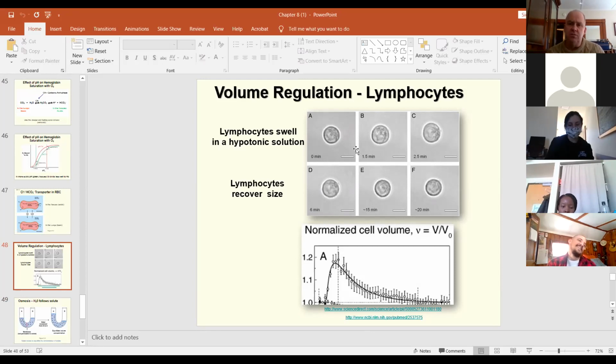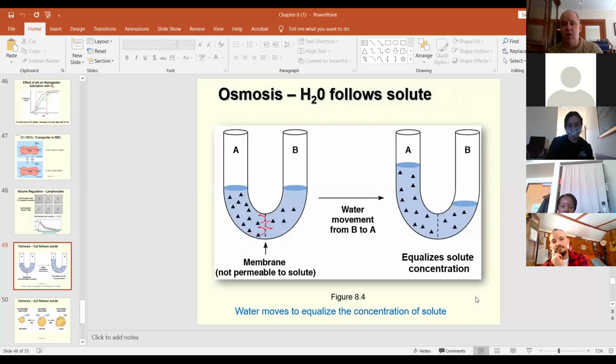Now, if you watch these lymphocytes over 20 minutes, though, it's going to go back down to normal size. You haven't changed the external tonicity. It's still the same hypotonic solution, but now it's back to a normal size. And here you can see in the time frame that it swells up pretty quickly because of the hypotonic solution, and then over time it goes back down to its normal size. Why is that? So let's talk about osmosis really quick.